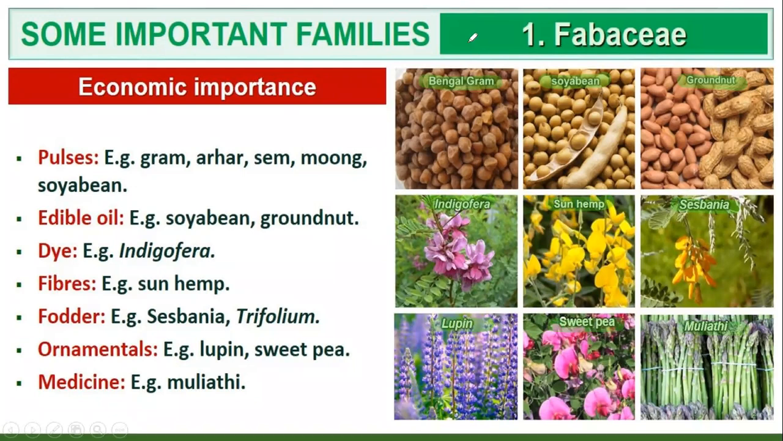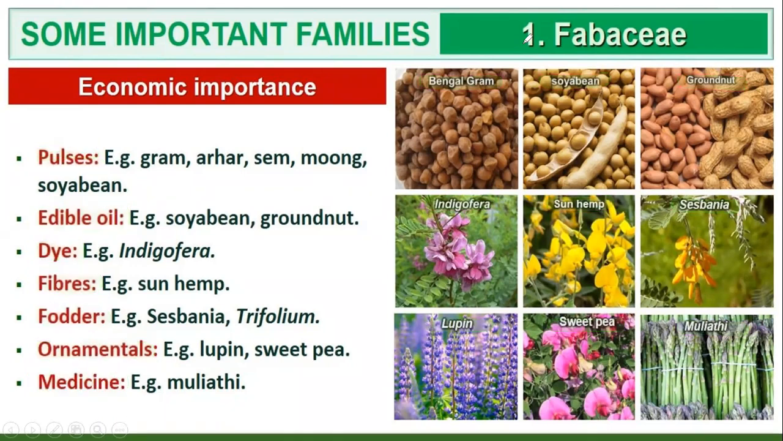So if I have to put it here, these are the different categories of plants that we all need to understand. First category is with respect to pulses, second category is with respect to edible oil, third is with respect to dye, that is Indigofera. In fibers we have sun hemp. Fodder we have Sesbania and Trifolium. Ornamental plants, we have lupin and sweet pea. Medicinal plants, we have Mulethi. So these are different examples that belong to the family Fabaceae.